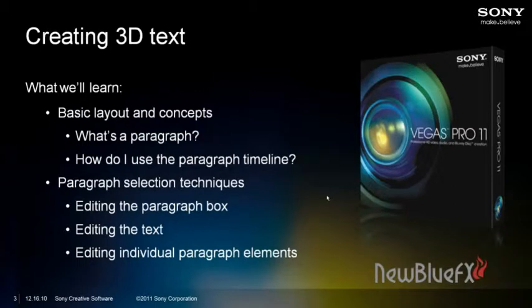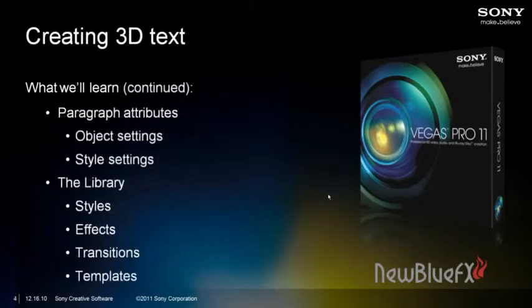So we'll look at the concept of a paragraph, how to use the paragraph, how to use the timeline at the bottom of the Titler Pro. We'll also look at editing the paragraph box, editing the text, and then editing individual elements within the paragraph box. From there we'll move to attributes on the object settings, style settings, and then all of the tools that are in the library. So we've got a lot to cover here, and I think you'll find that the NewBlue Titler Pro really brings a new dimension, if you will, to your editing projects in Vegas Pro.